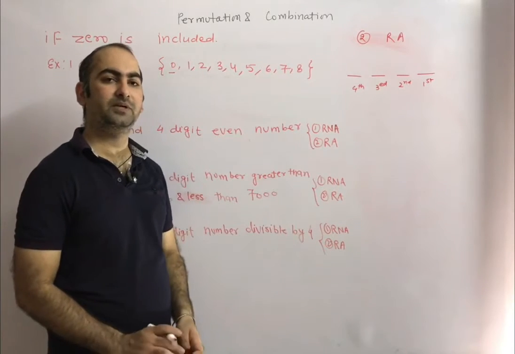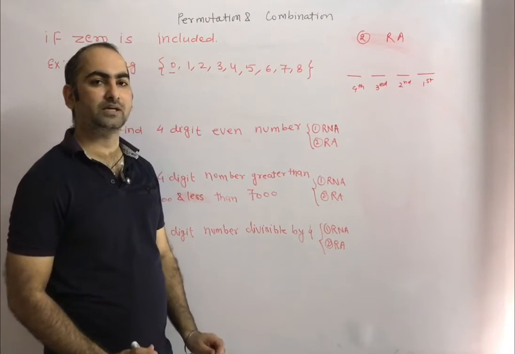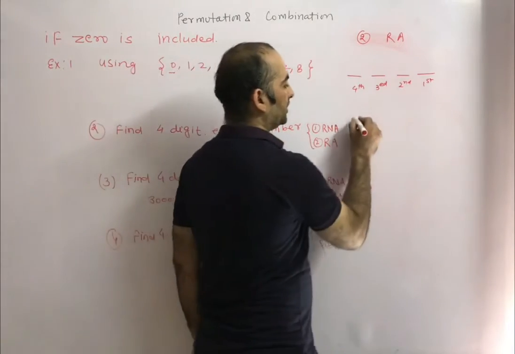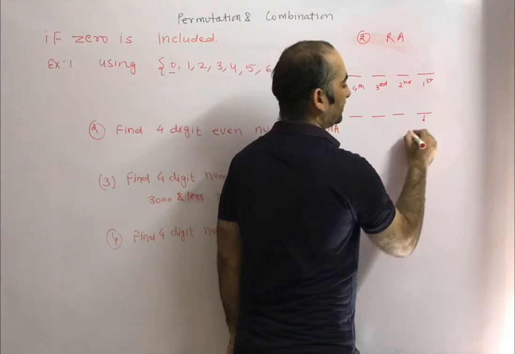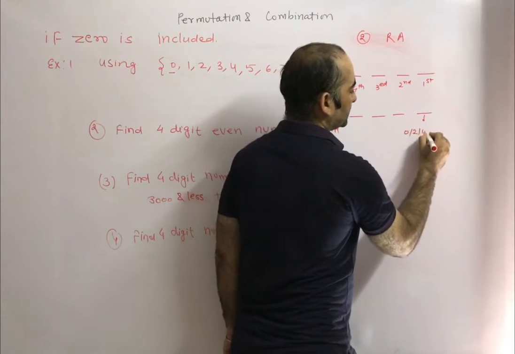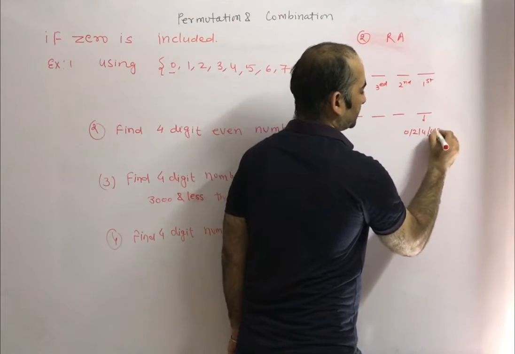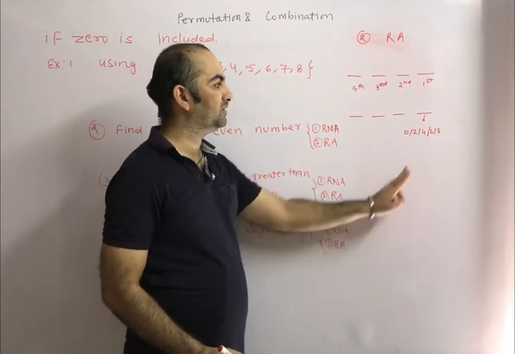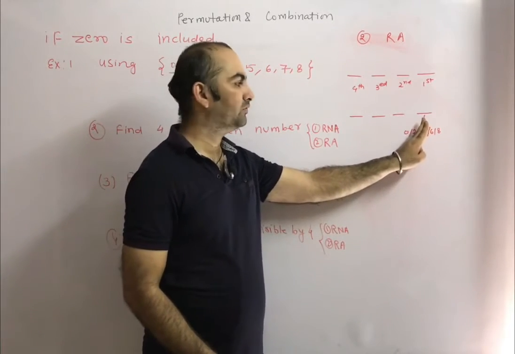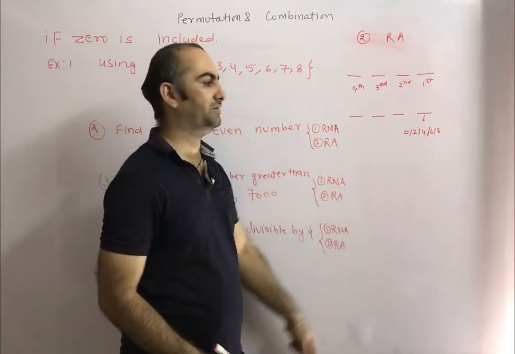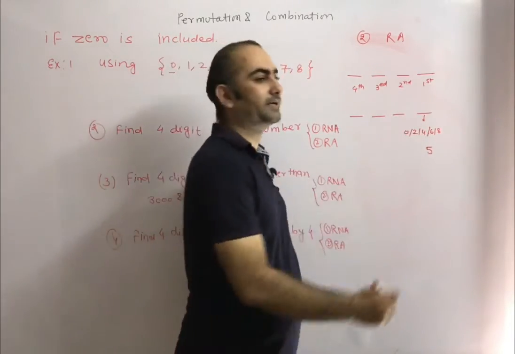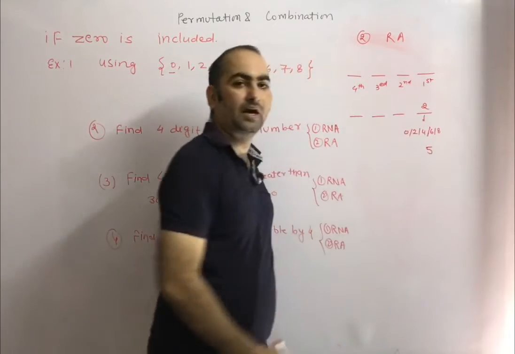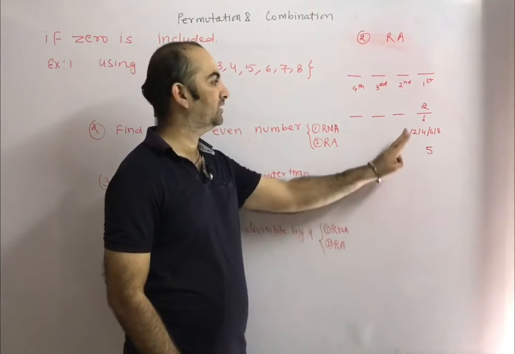Okay, so whenever repetition is allowed, then no need to make cases. Okay, directly we can do. Okay, so out of 4 places, at first place either we can put 0, 2, 4, 6, 8. Correct? So out of 5 numbers, 1 number we are putting here. So for filling first place, how many choices do we have? 5 choices. Okay, suppose here 2 is coming here. Correct? And repetition is allowed.